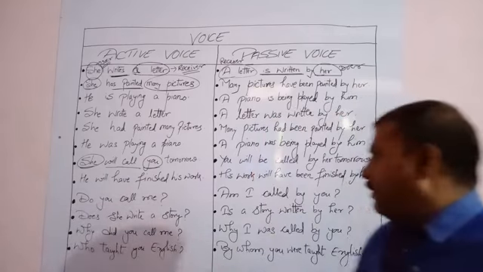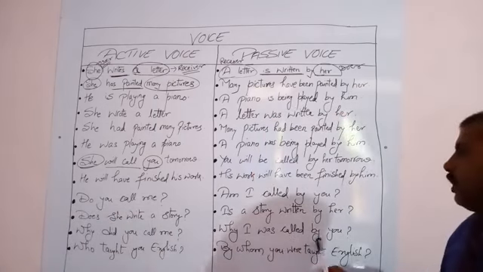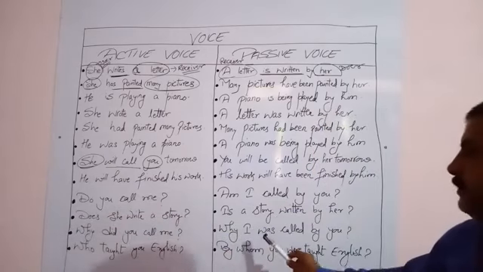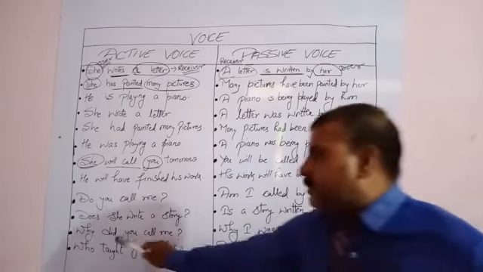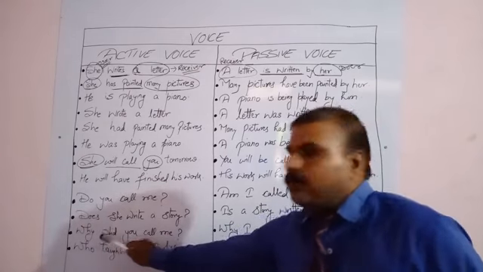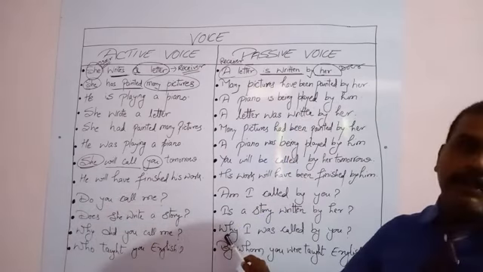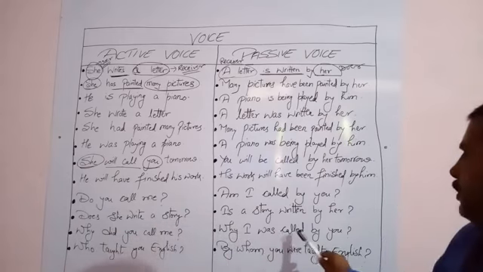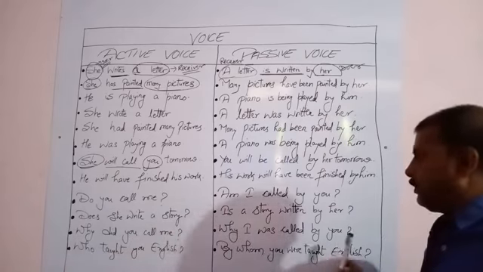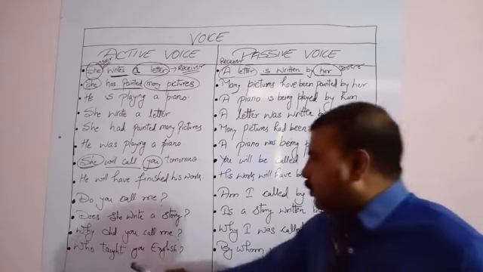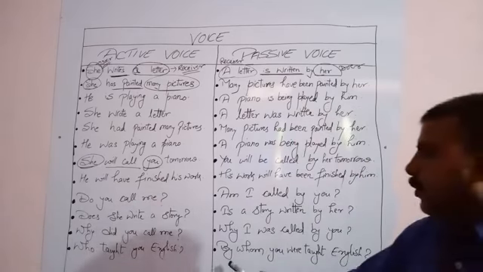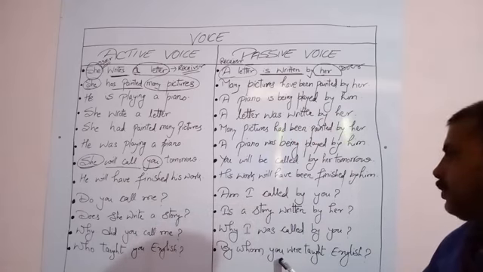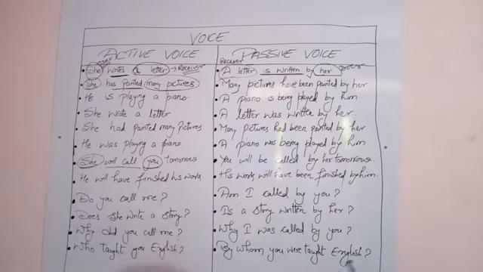Why did you call me? Why I was called by you. So did denotes past indefinite tense. So in past indefinite tense we use was. Now, as it is framed with a WH question word, we write the same WH question word in the beginning. Why. I was called by you. Who taught you English? So who changes to by whom. So by whom, subject, you were taught English.